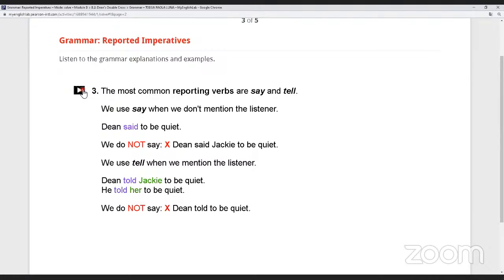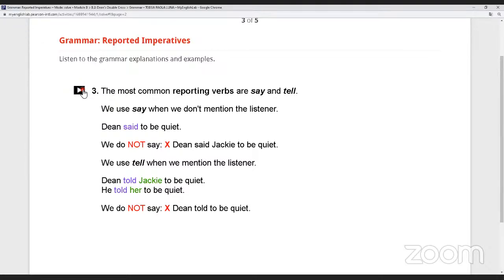Okay. Before we continue, we have a lot of reporting verbs, right? But the most common are say and tell. If there's a question, you're going to say ask, right? But the most common reporting verbs are say and tell. The first verb is say. In some cases, we don't want to mention the listener.